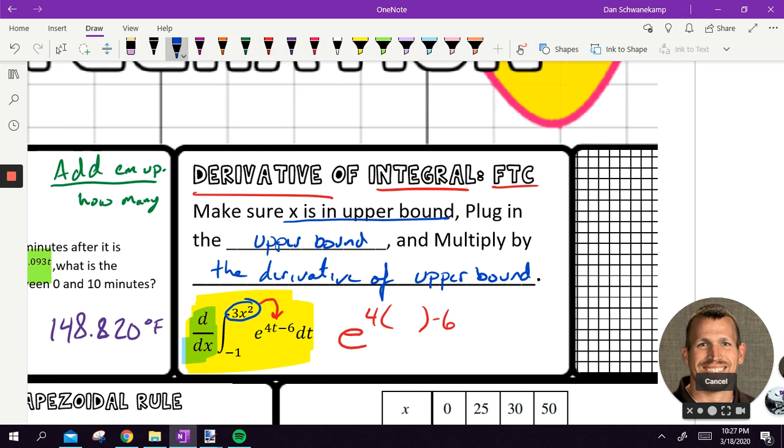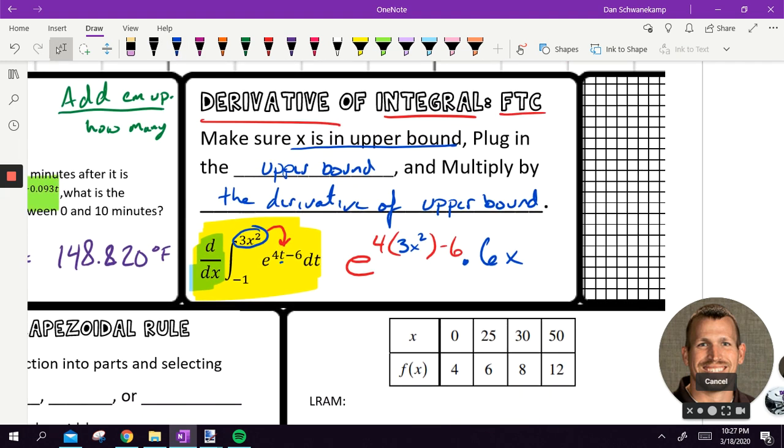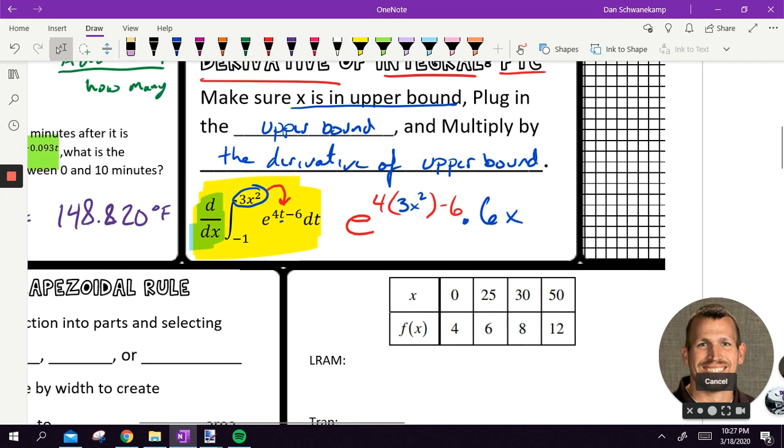All I'm going to do is take that 3x squared, plug it in for x, or in this case t, and then I'm going to multiply by the derivative of what I plugged in. I plugged in 3x squared, and so the derivative of that would be 6x. That right there is going to be my answer. Okay, it's a little bit funky. Just again, something if you memorize, it's easy. Make sure you can do it.